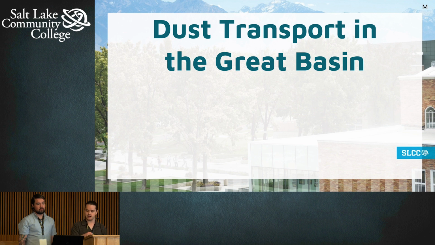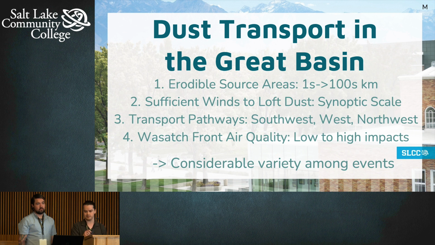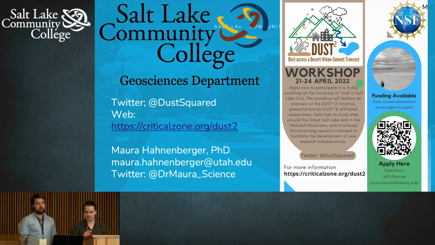So to summarize, we have a lot of variety in the source areas. Some are really small events that are only about a kilometer wide, and then some are up to hundreds of kilometers, especially when you look at the event that happened in the Sierra Nevadas. And we need sufficient winds to loft dust, and typically the events were mostly caused by postfrontal and prefrontal events. And our transport pathways mostly came from the southwest, west, and northwest. And there was also a lot of variety in impact. Some were really low, small events, and some were really big, high-impact events. And that wraps it up. So thank you, guys.